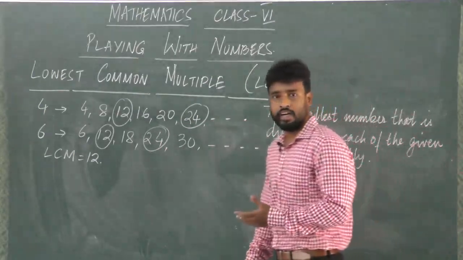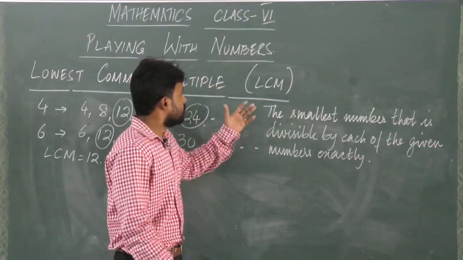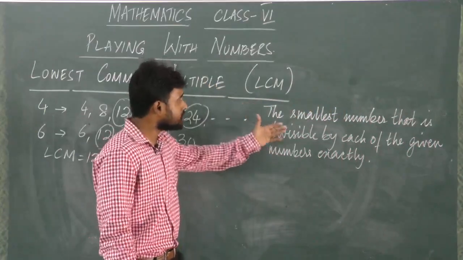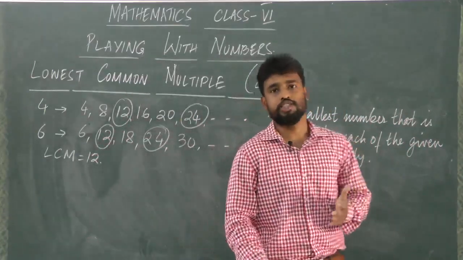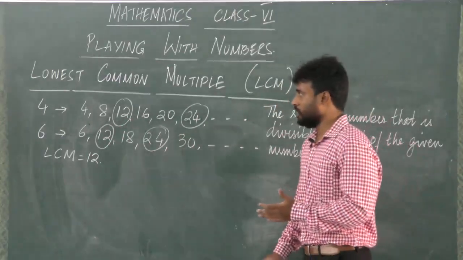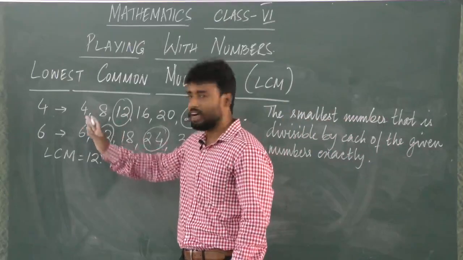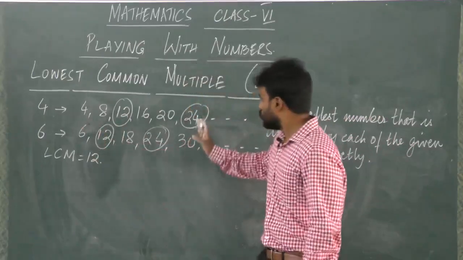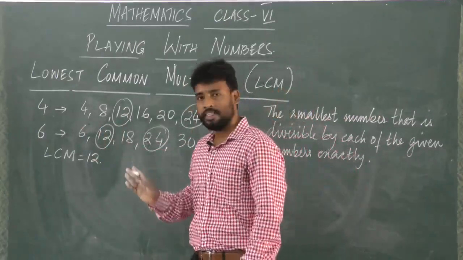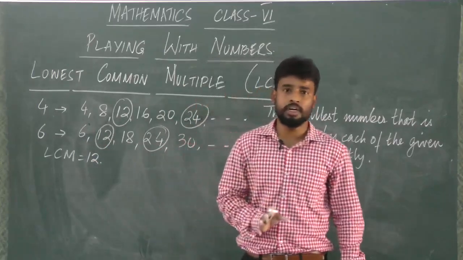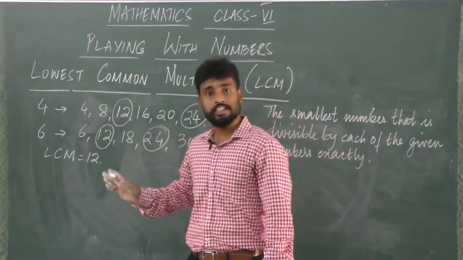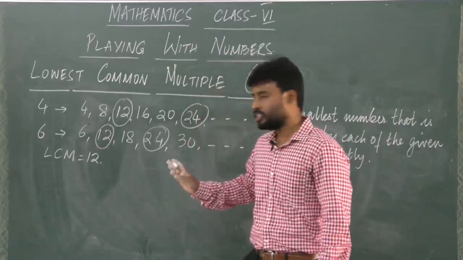So here what we find is, LCM is what? It is the smallest number that is divisible by each of the given numbers exactly. Here we can see that 12 is divisible by 4 and 6, and 24 is divisible by 4 and 6, but the smallest number which is divisible by 4 and 6 is 12. So that is why the LCM is 12.